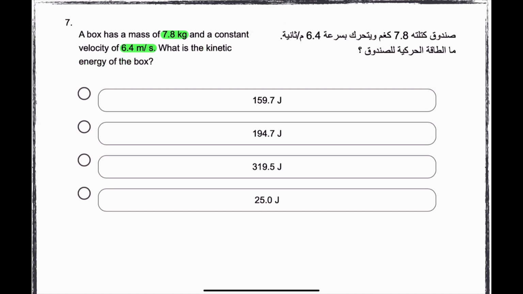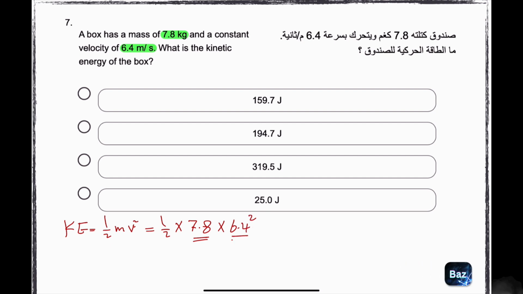The formula of the kinetic energy, KE equals half mv squared. So just here, straightforward, we need to substitute the values. So we have half times 6.8, and we need to take care about the unit. So here it's kilogram, so that's fine, times 6.4 squared, and again it's in meter per second, so all good.